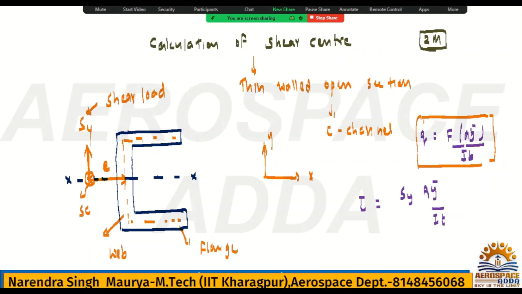A is the area, it was small a. Y bar is the location of the CG. I is the moment of inertia, and there it was breadth. Now here it is thickness T, because you are talking about a thin section. So this will be the formula, and because of this shear stress, we can have a shear stress distribution.